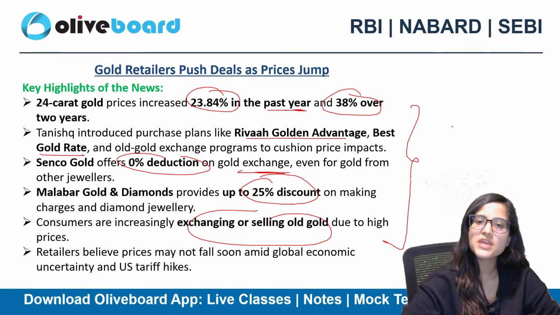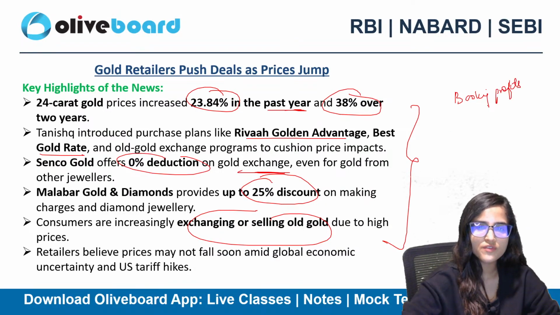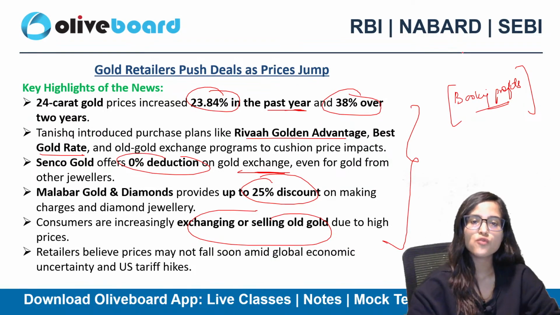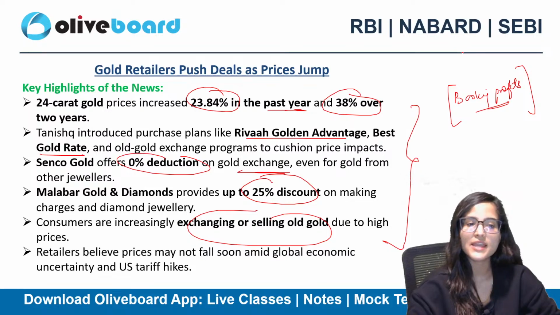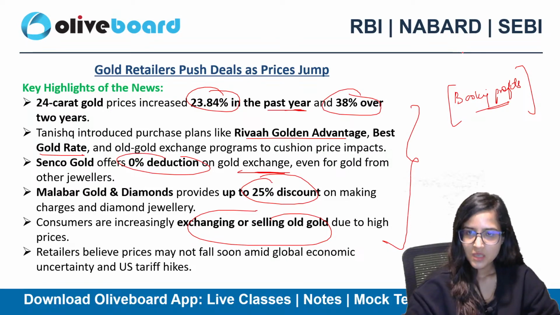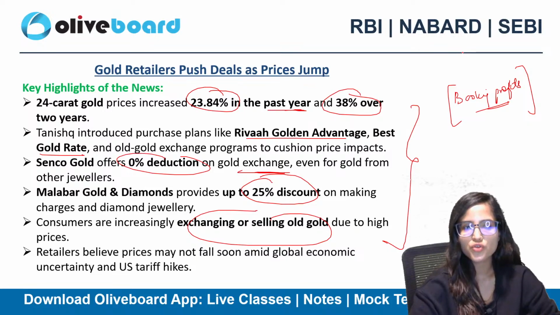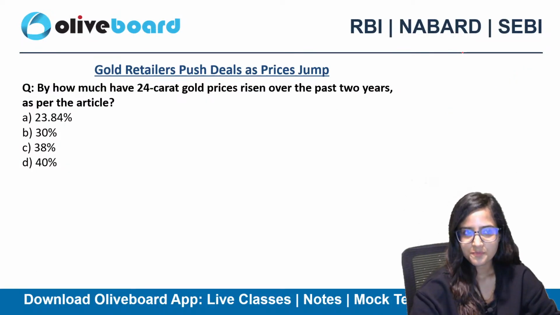So the main reason is this: people were selling their gold to book profits, because the prices of gold have increased a lot. That is why people started selling their gold to get that money. And that is why these retailers are now bringing in discount packages or new purchase plans.